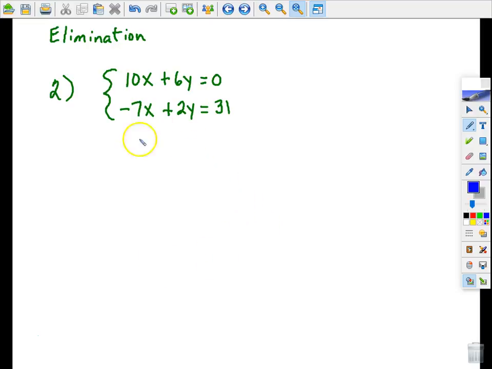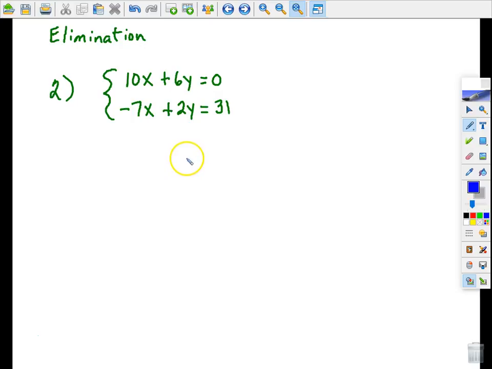Okay, well, let's look at another example. In this particular case, it's not quite as easy as the last one. I can't just add or subtract the given equations to make a variable eliminate or cancel. So this is one of those examples where I'm going to have to multiply one of the equations. I don't have to multiply both.